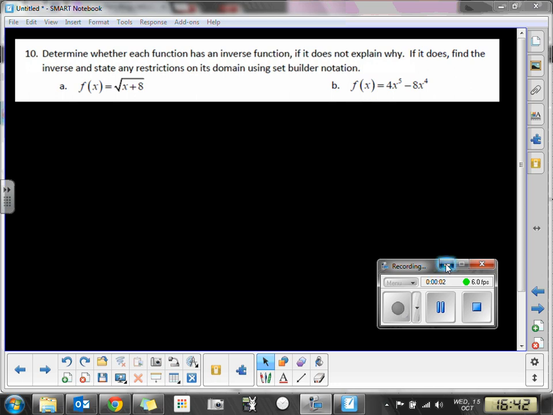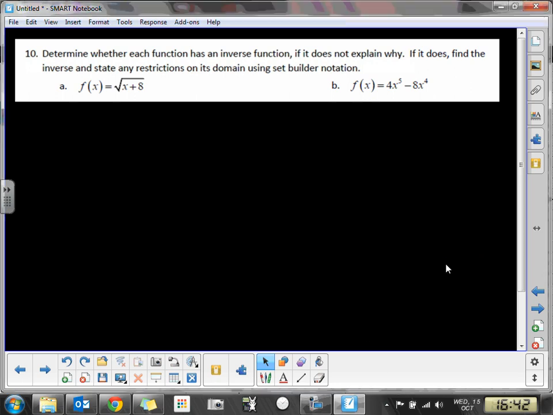Question 10, we're going to state whether the function even has an inverse function. If it does not, explain why. If it does, we're going to find the inverse and state any restrictions on its domain using set builder notation. So how do we determine whether or not a function has an inverse?